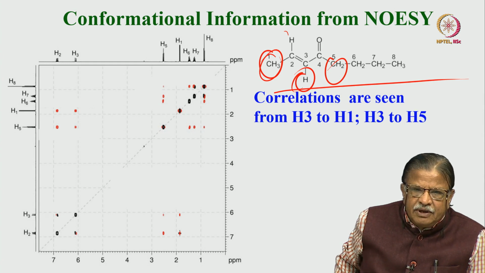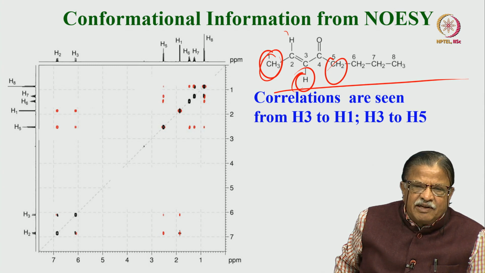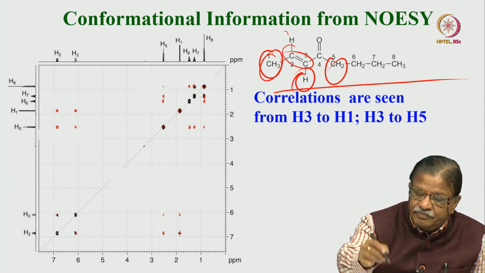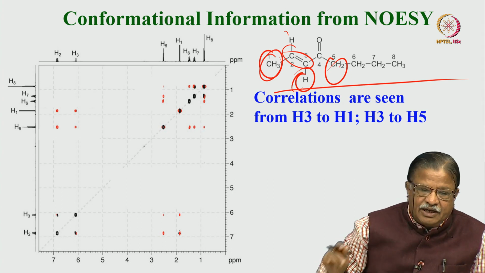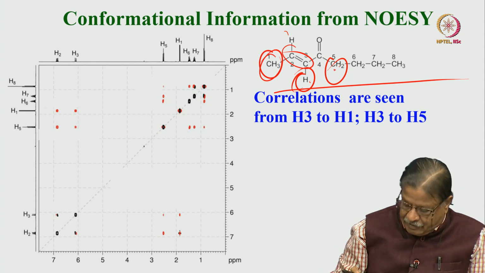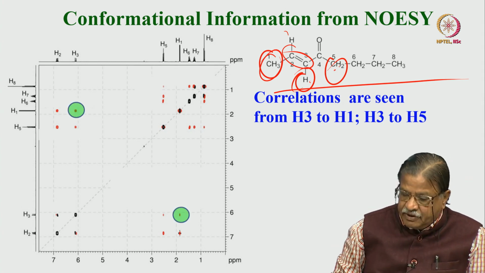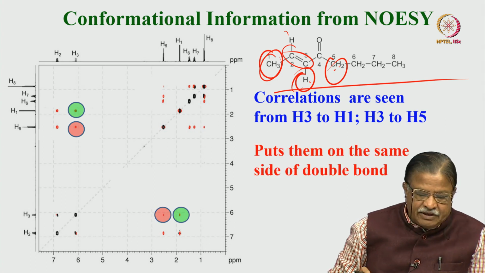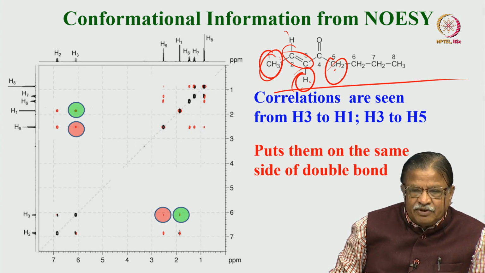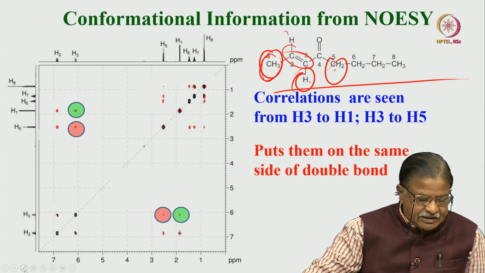What does it tell you? See, proton 1 is correlated to proton 3. This is possible only when these two are on the same side of this double bond. Similarly, CH2 is correlating to H3. That also implies that these two are on the same side of the double bond. So these correlations are seen here. This is a correlation H3 to H1, and then you also have H3 to H5.